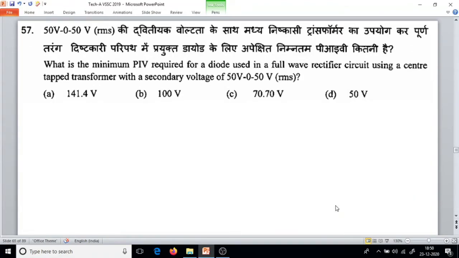Question number 57. What is the minimum PIV required for a diode used in a full wave rectifier circuit using a center tap secondary transformer with a secondary voltage of 50 volt?